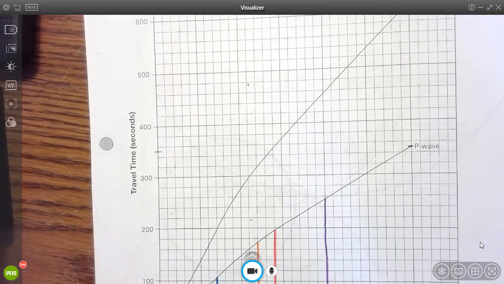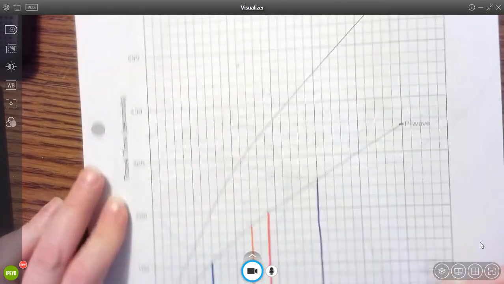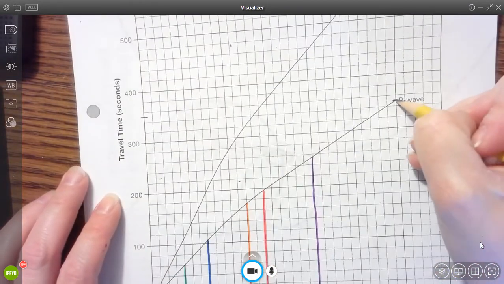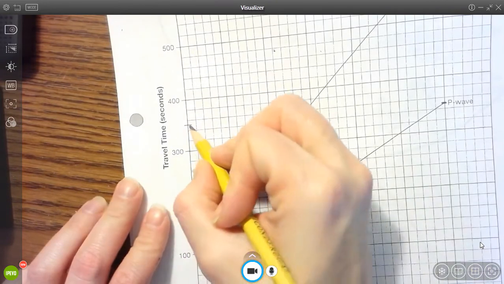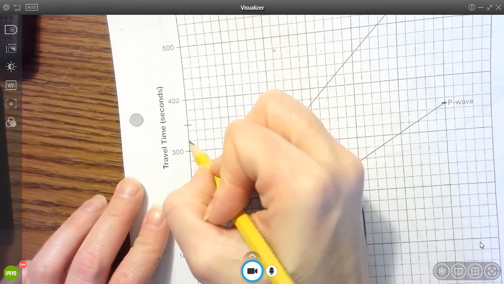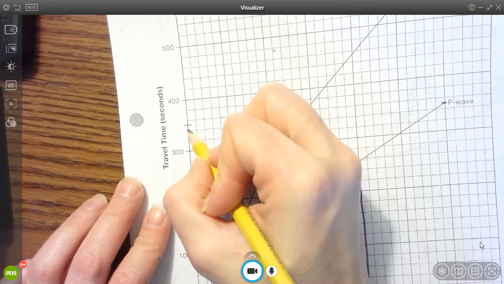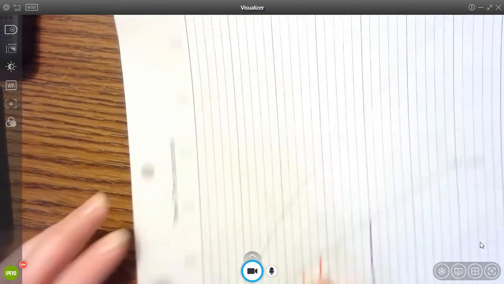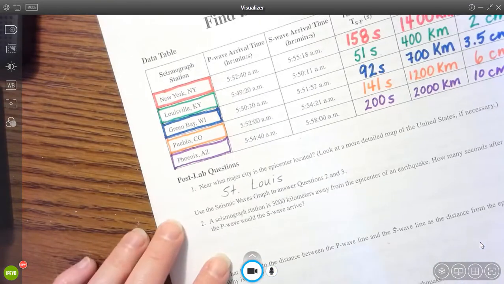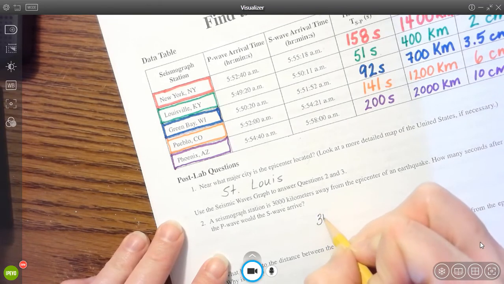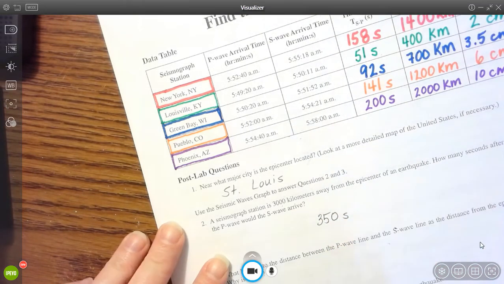All right, one more time. So we marked from 3,000 kilometers up to where the P wave is, and then we went over here to read the travel time. So we had 300, 320, 340, this would be 360, so probably 350 seconds. So that's going to be the P wave. Is 350.